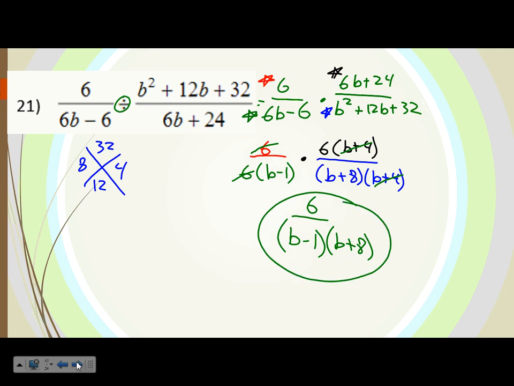It's division, so you don't have to worry about the excluded values. Again, you don't have to worry, just follow the instructions. I'll tell you when I need excluded values.